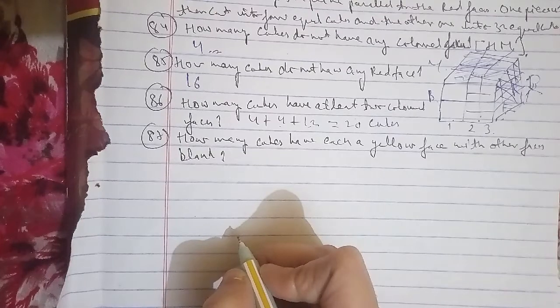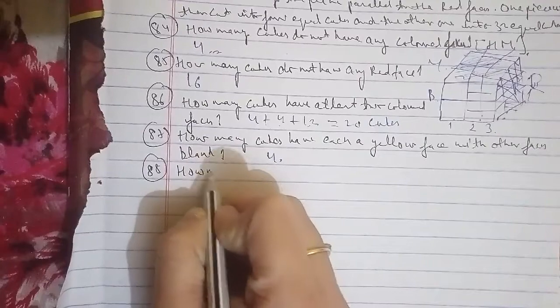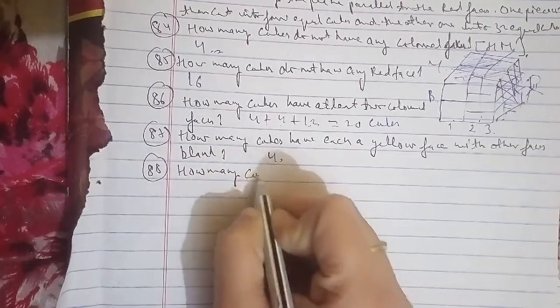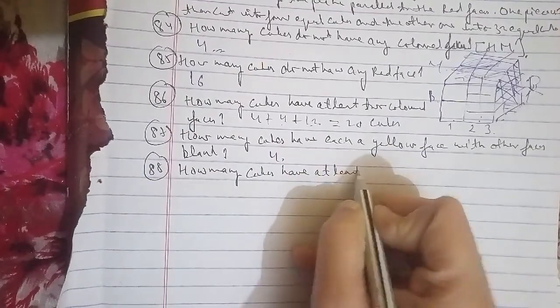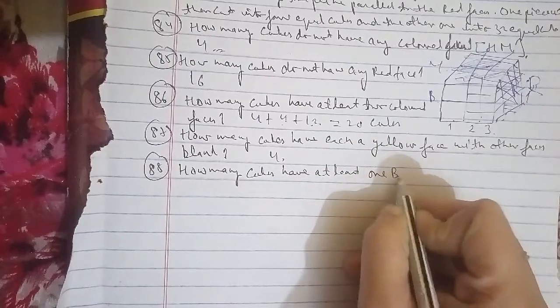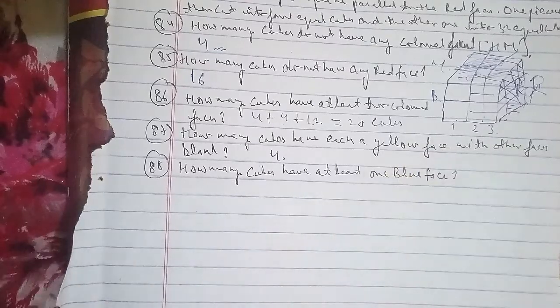How many cubes have at least one blue face? Options we have 4, 14, 16 and 20. Here all the 4 cubes in layer 1 and 8 cubes in each of layers 2 and 3 have at least one blue face. Thus there are 4 plus 8 plus 8, which is 20 such cubes.